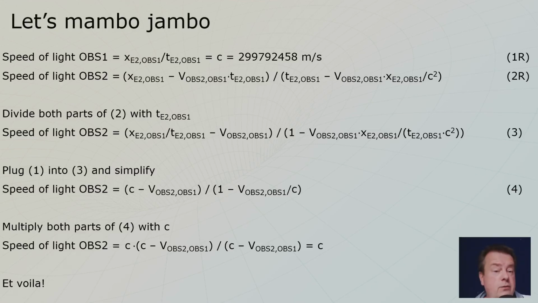And that was what Lorentz was after. Fix it by some transformation that will make the speed of light always travel at c for all inertial observers.